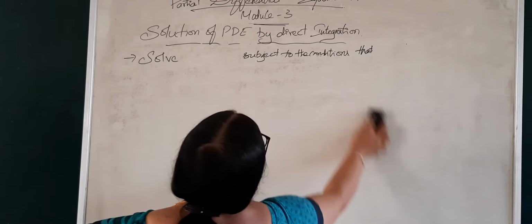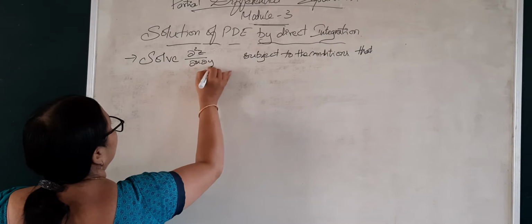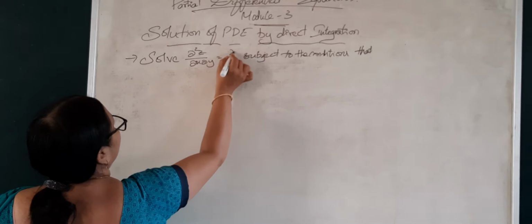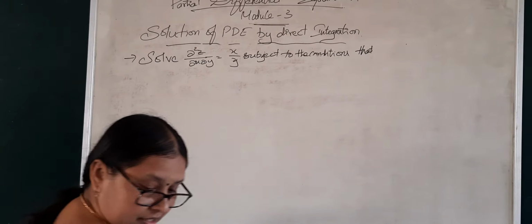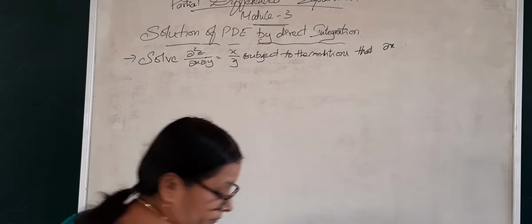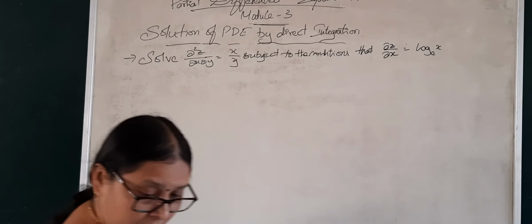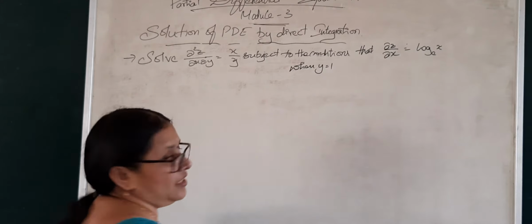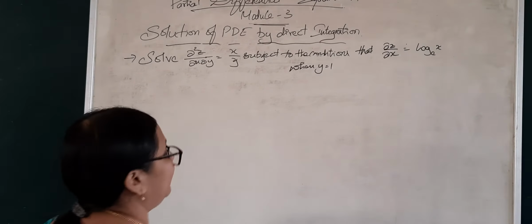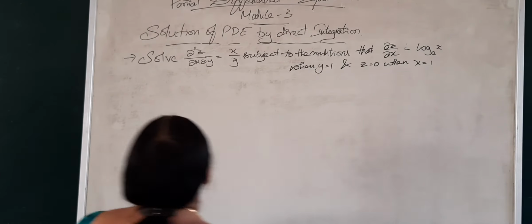Let us see what is the question here. Solve dou square z by dou x dou y is equal to x by y, subject to the conditions: dou z by dou x is equal to log x to the base e when y equal to 1 is the first condition, and we have another condition, z is 0 when x is 1. These are the two conditions.